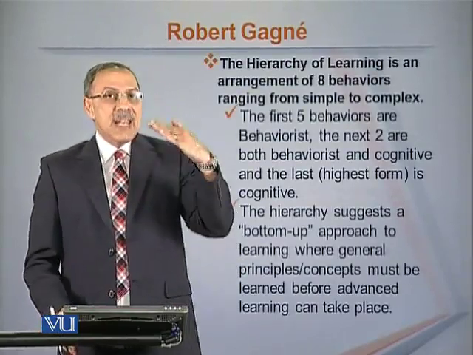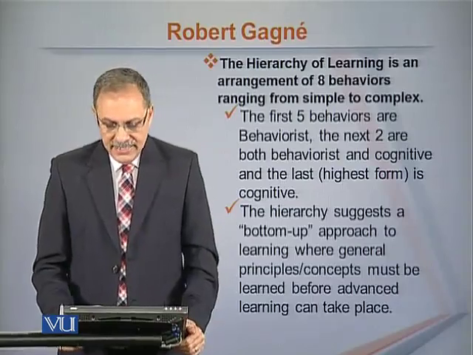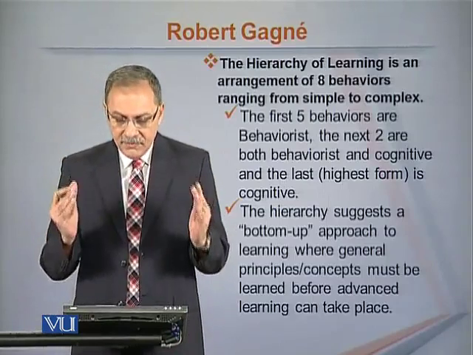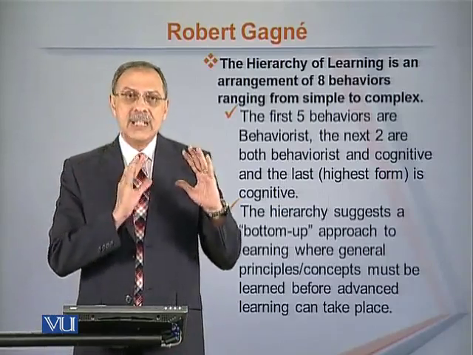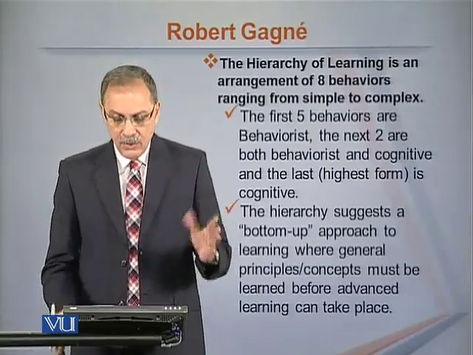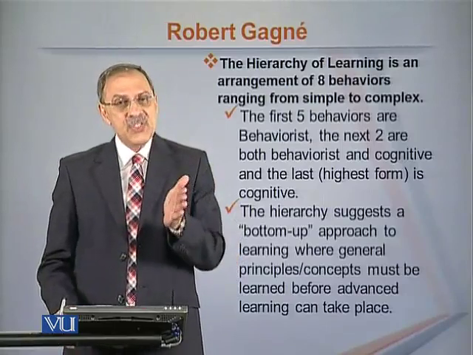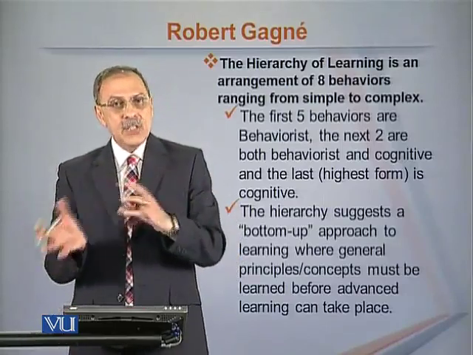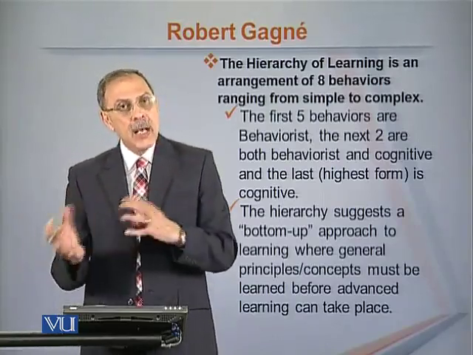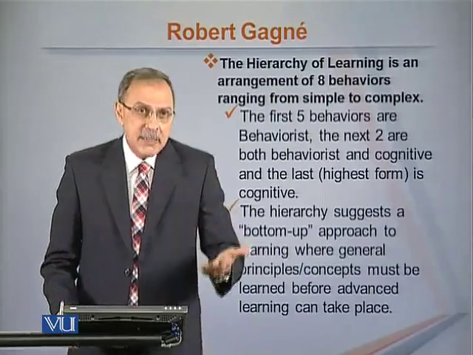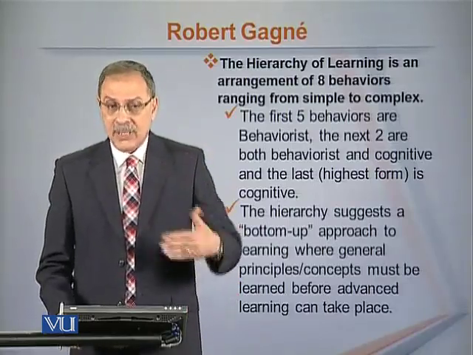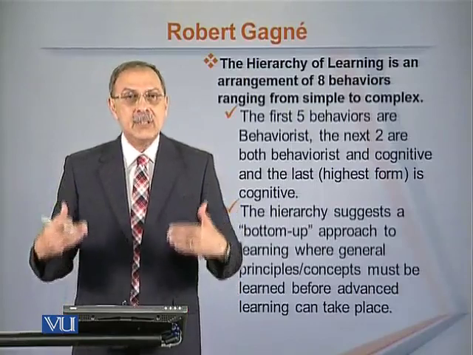The stages in the hierarchy of learning are further divided. If you look at the 8 stages, the first 5 are totally, completely behaviorist. They deal with behaviors and how they are acquired. The next 2, 6 and 7, are an integration between behaviors and cognitive psychology. So they are a little bit of both. They are partly behavioristic and partly cognitivist. The last and the 8th one, the highest form, is completely cognitive.